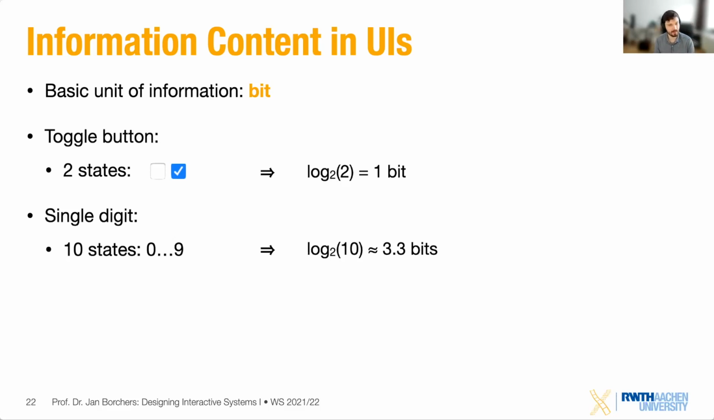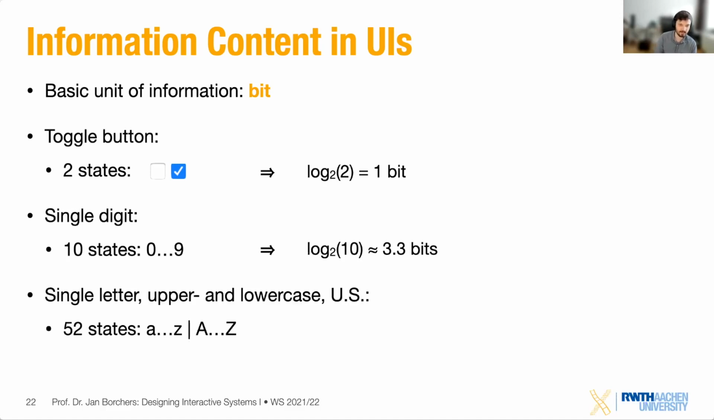And again, we can do another step and do the same for letters. So if we take the alphabet and we have lowercase and uppercase letters, we have in general for 1 character space 52 states, and there the information content of this could be 5.7 bits.